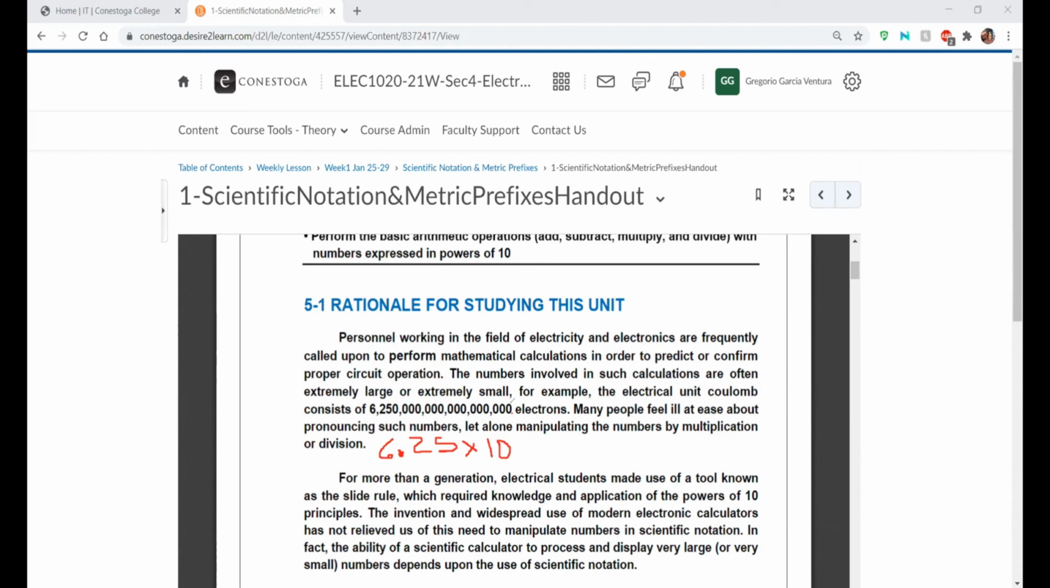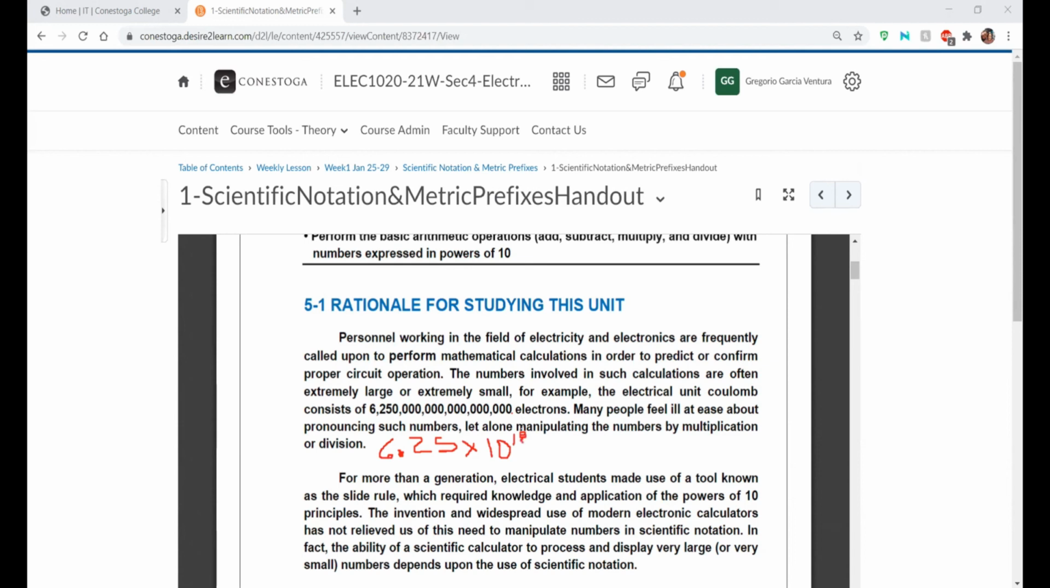Okay, so we move the decimal point, which originally is right here. We move it 1, 2, 3, 4, 5, 6, 7, 8, 9, 10, 11, 12, 13, 14, 15, 16, 17, 18, from here to here. So if we move the decimal point 18 spaces, then we will be writing this number as a scientific notation number, okay? So we would say that we have 6.25 times 10 to the 18.